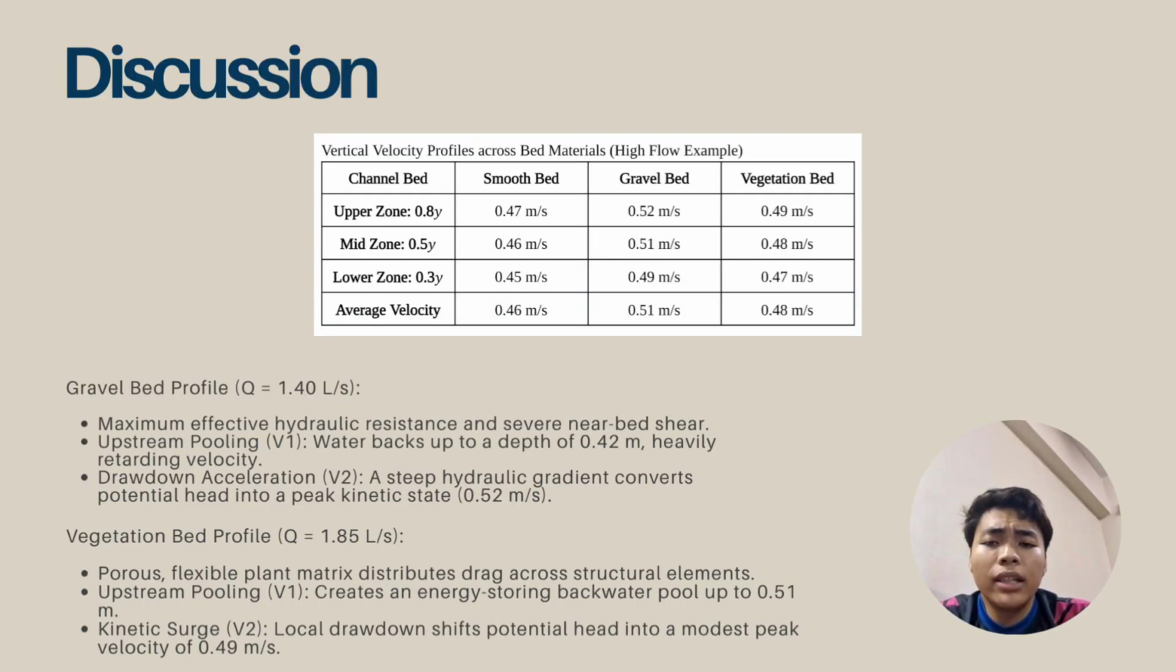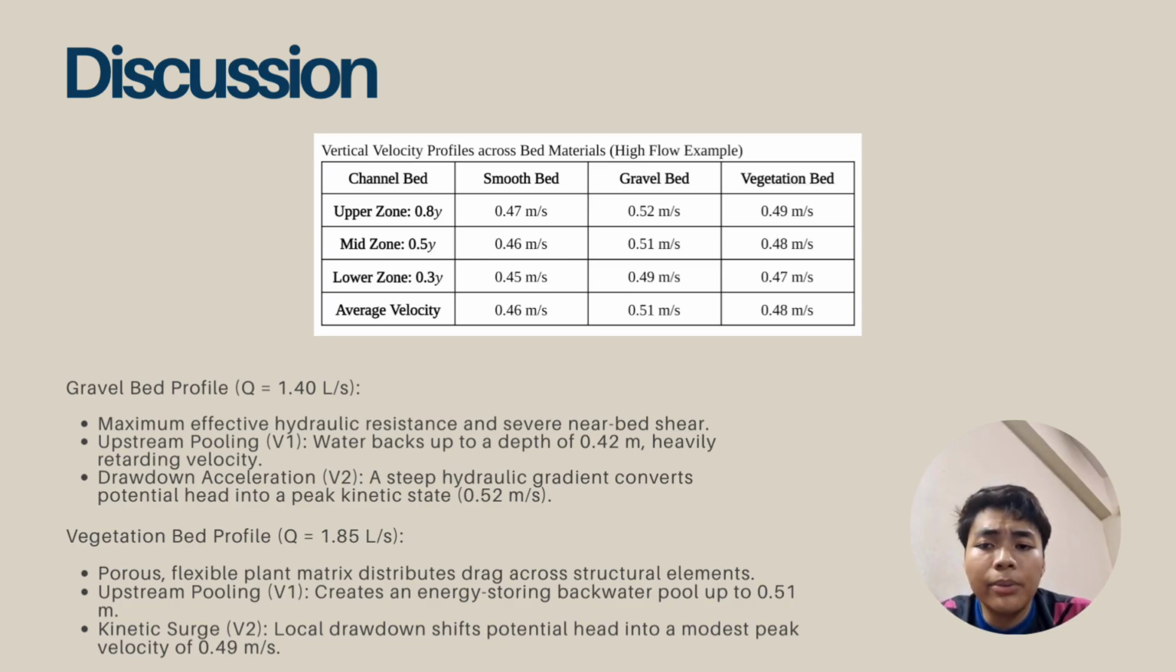Things become much more dynamic when we introduce macro roughness into the channel. Doing so creates significant spatial energy shifts and longitudinal non-uniformity. Let's look at the gravel bed first. Operating at a discharge of 1.0 liter per second, the coarse interlocking gravel grains exert severe localized form drag. They create a dense boundary layer.